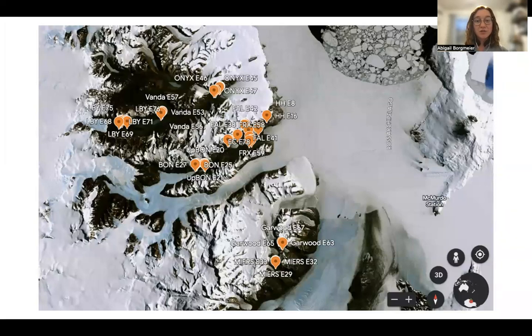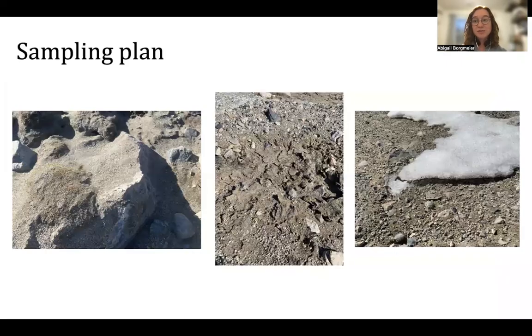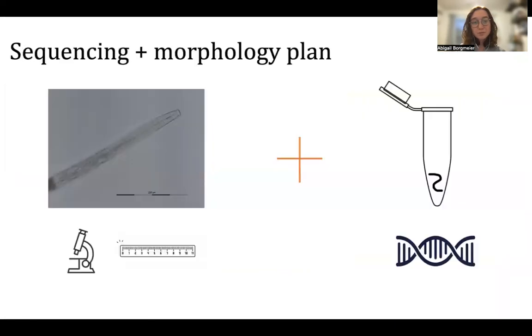I sampled soil from the 4 major valleys within the larger Dry Valley region in order to try and find population level differences, as well as sample from different microhabitat types. And these types included dried algal mats as seen in the center, moss beds, as well as recently wetted soil from glacial melt.